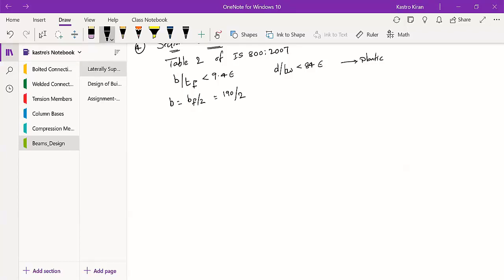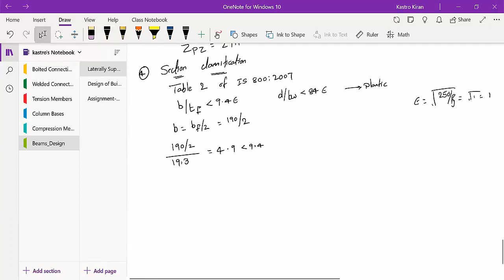So let's solve for this one. So b/tf equals 190 divided by 2, whole divided by the thickness of the flange. What is the thickness of the flange? It is 19.3 mm, which will be 4.9. So this value is less than 9.4 epsilon. Remember, the value of epsilon is 1, right? So epsilon is taken as the square root of 250 by fy, where fy value is 250. Therefore, the square root of 1 will become 1. So I'm directly writing this value as 1.